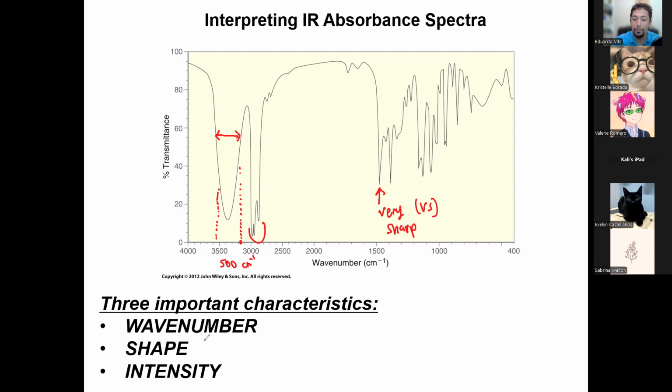So we look at shape, we look at wave number, we look at intensity. I'm going to use pink for this one. The intensity is the y-axis, the percent transmittance. The closer to zero, the more intense. So for intensity, we use words like weak, medium, strong, very strong.